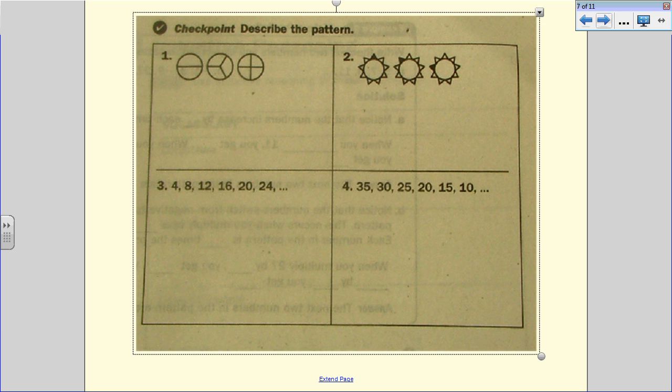If we take a look at number 1, we went from having 2 pieces to 3 pieces to 4 pieces or parts. So the pattern here is the whole is divided into one more part each time. So I wanted to model this for you so that you can see what we're looking for.